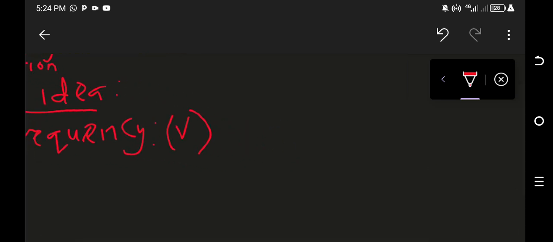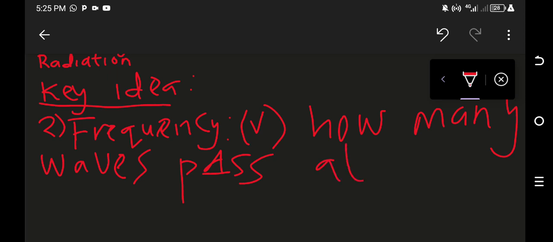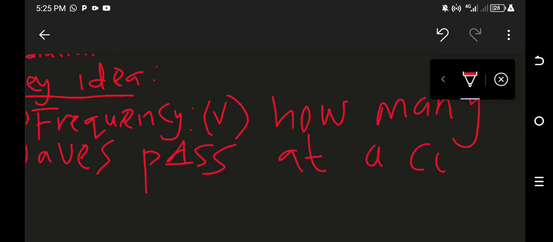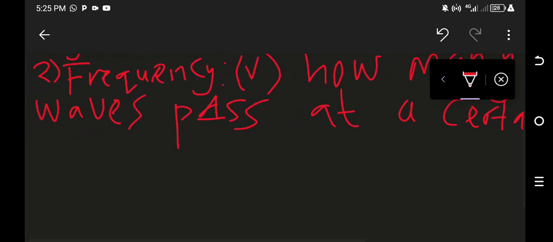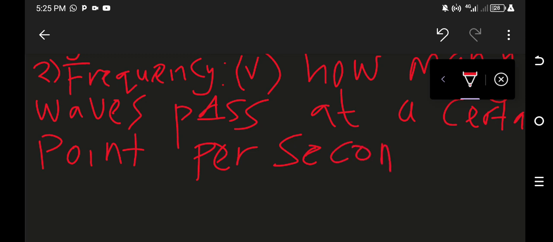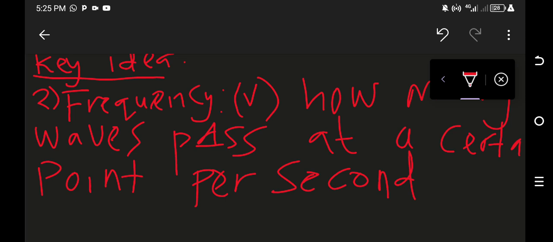So frequency is how many waves pass at a certain point per second. That's the second characteristic of electromagnetic radiation.